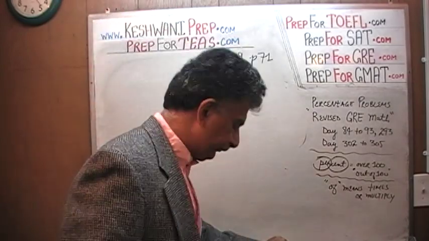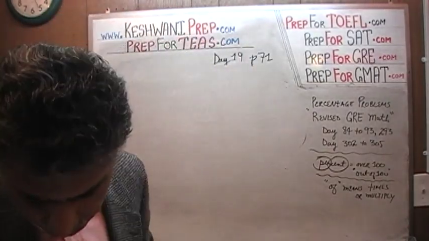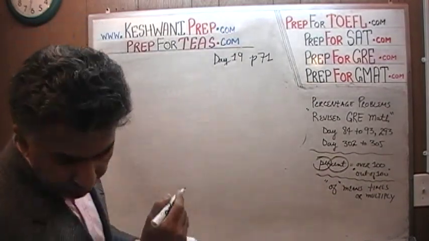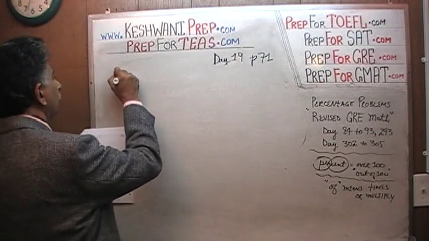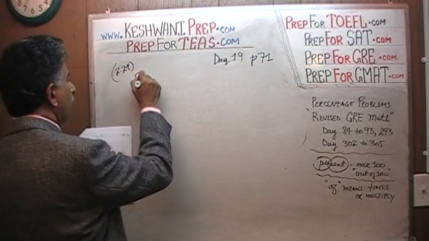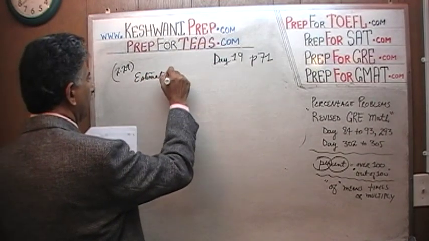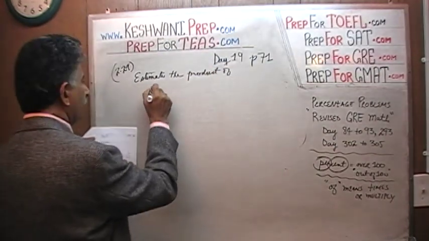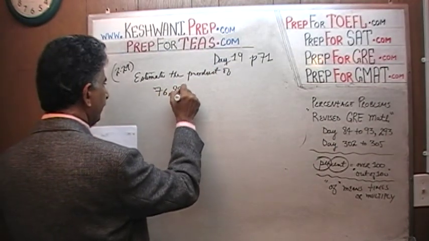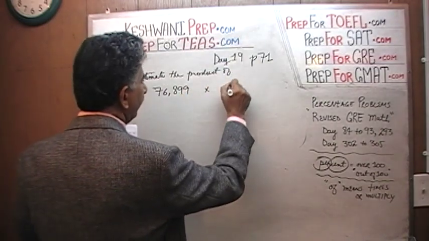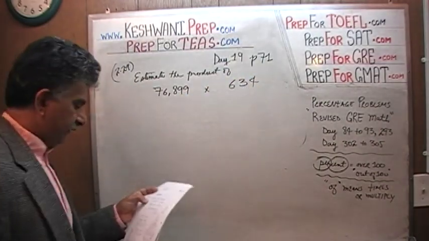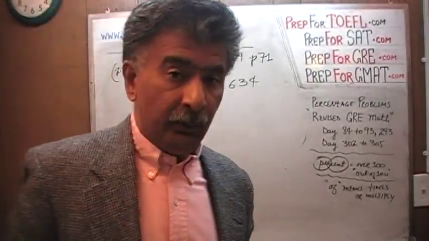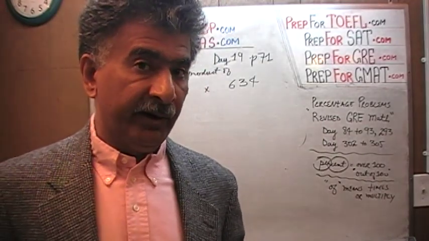Let's look at the very first one. In the first problem, they're asking us to estimate the product. This is number 2.29, as they call it. Estimate the product of 76,899 and 634. Let's see what we can do. First we'll do the very rough estimate, the way they do it in the book, and then I'll show you how to do a more refined estimate.